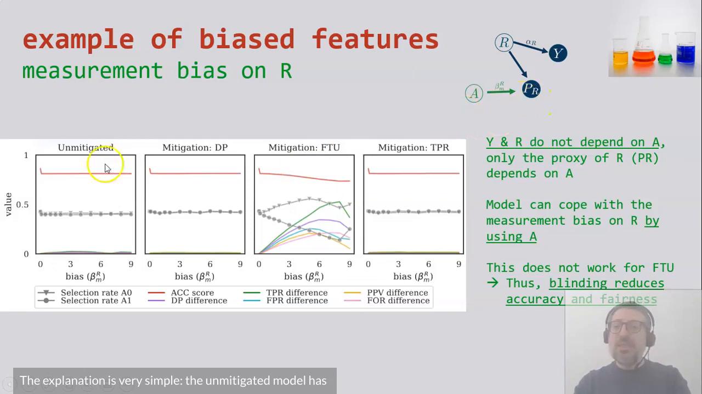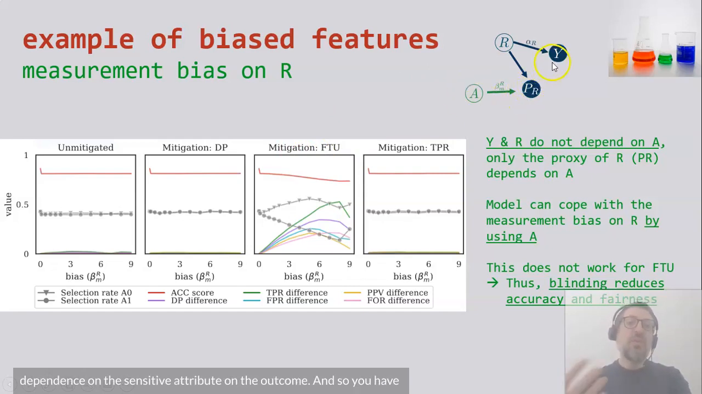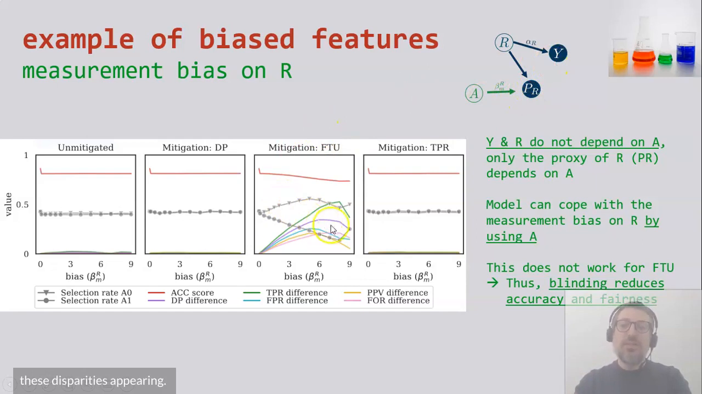The explanation is very simple. The unmitigated model has access both to P of R and to capital A, and by explicitly using capital A is able to compensate the dependence that you have in P of R in order to not have an outcome that depends on capital A, on the sensitive attribute. This is not doable in the blinded model. The blinded model has only access to the skewed proxy, so it propagates the skewness, this dependence on the sensitive attribute, on the outcome. And so you have these disparities appearing, and as the strength of the bias increases, you also have a decrease in the accuracy of the model, actually.